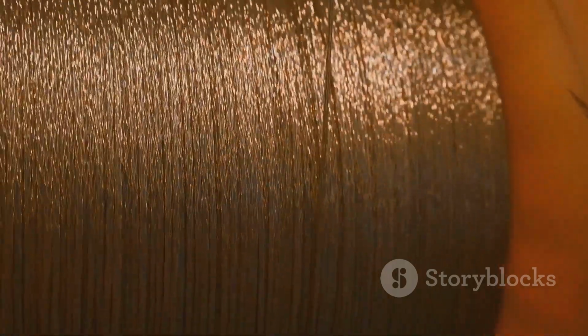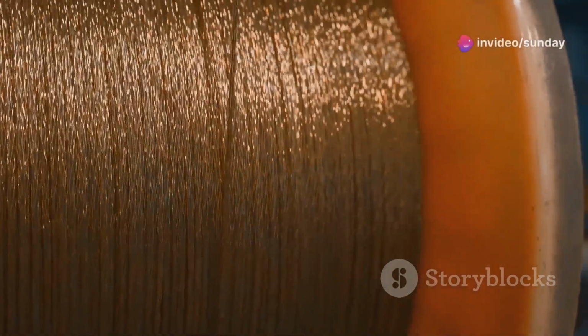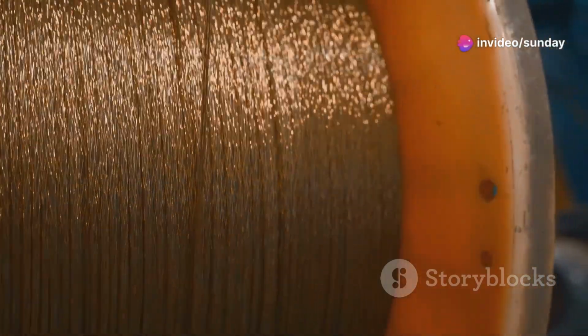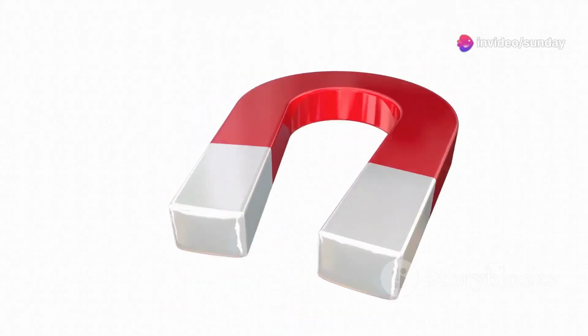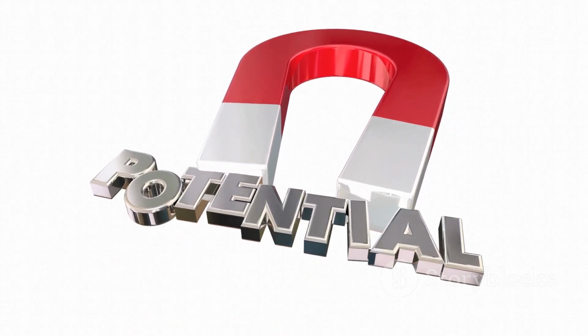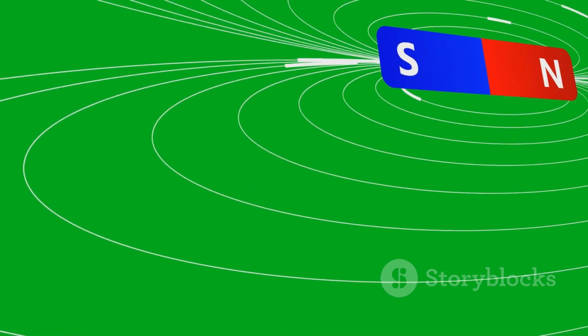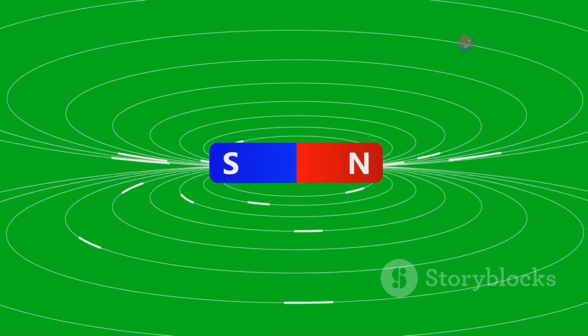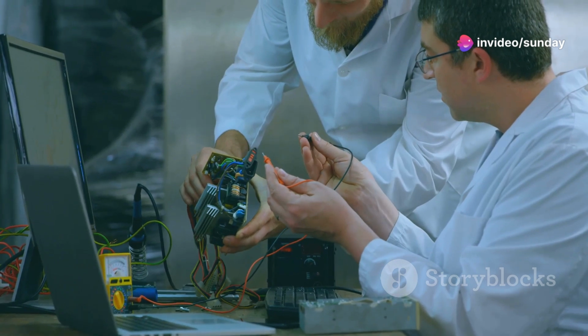When an electric current flows through a wire, it generates a magnetic field around the wire. This is a basic principle of electromagnetism discovered by Hans Christian Ørsted in the 19th century. This magnetic field is invisible but plays a crucial role in how inductors function. The strength of this field depends on the amount of current flowing through the wire and the number of turns in the coil. Now here's where things get really interesting.